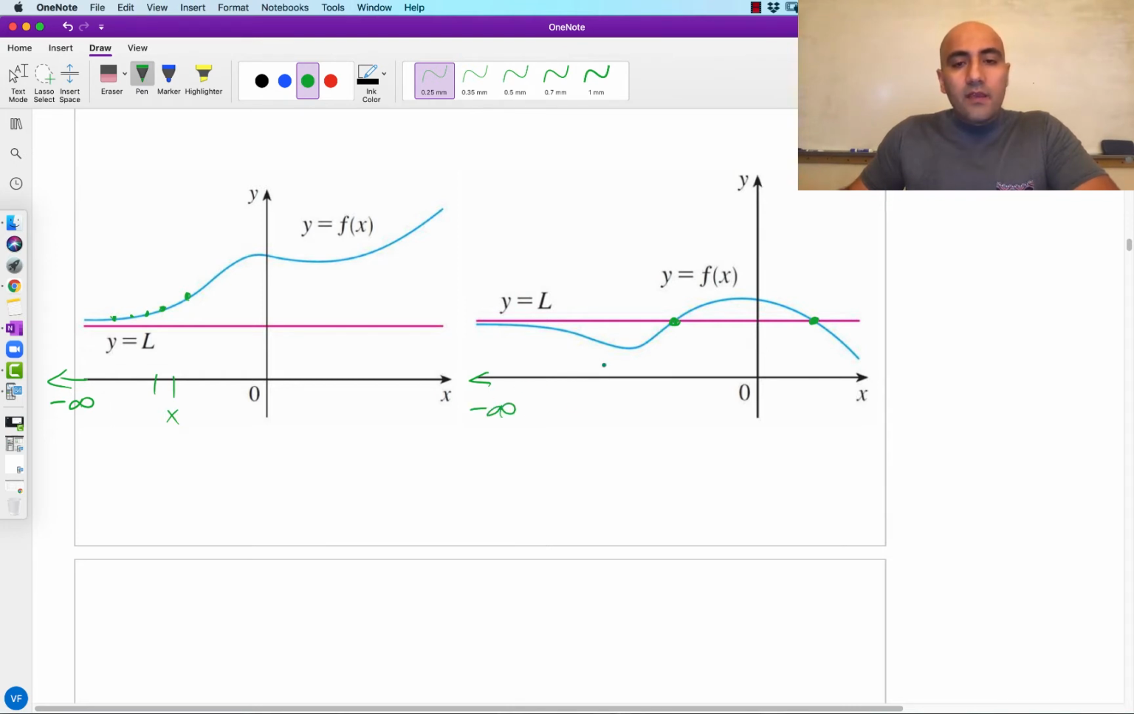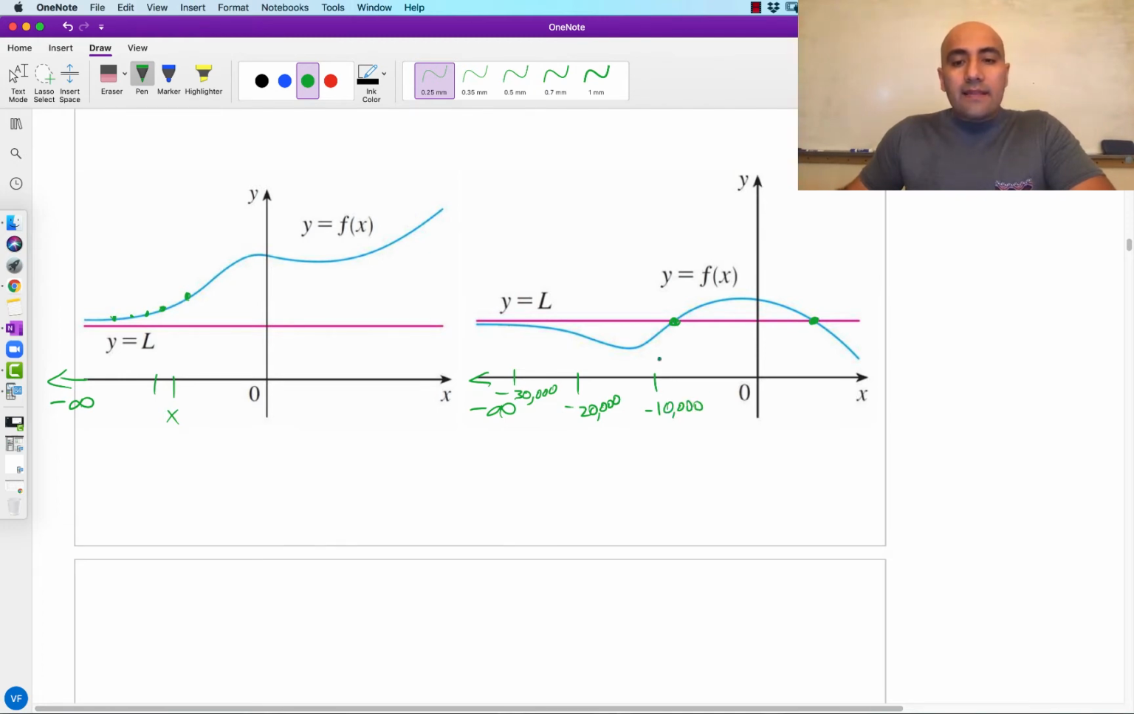Negative infinity. And there's no scaling on these, so again, maybe it gets really close to L fairly quickly, like maybe this is -1 and then -2, and then by -3, it's already pretty close. Maybe that's the case. Or maybe it takes a lot more. Maybe you have to plug in -30,000, and maybe the scaling is a little bit different, like this.